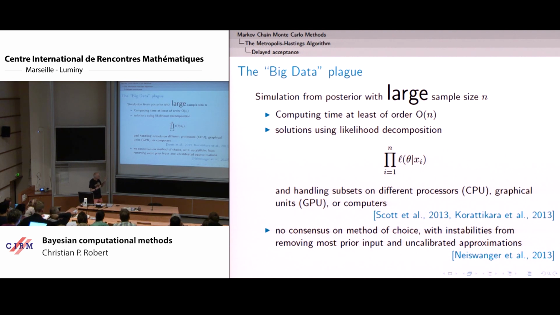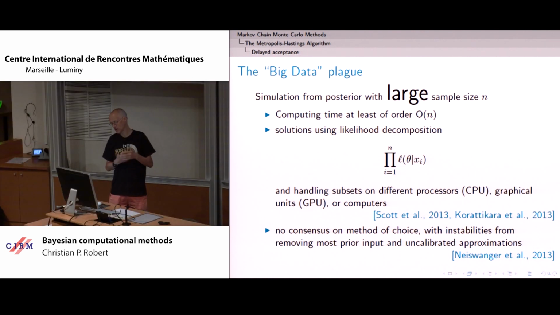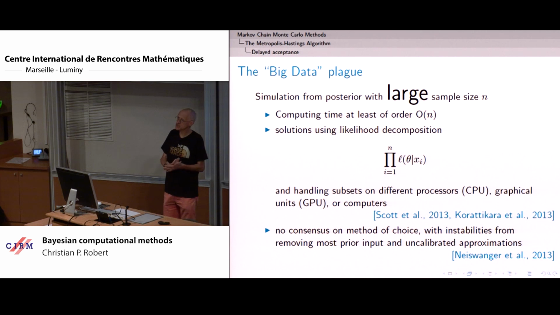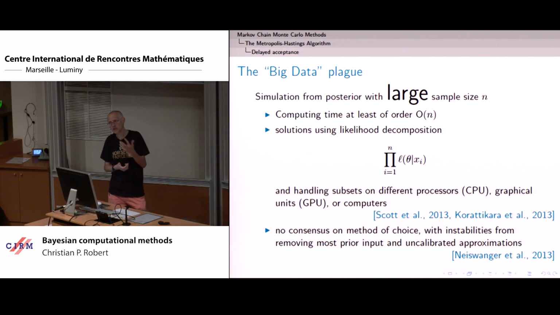So in the recent years, there has been an attempt to try to get around that difficulty of large samples and costly likelihoods, which are one way or another of taking observations out of the picture, so working on subsets, either taking advantage of parallel abilities and producing different MCMC outputs on different processors or computers, and then merging those different samples together at the end, or essentially keeping a subsample at every iteration of the algorithm and either correcting or not correcting for this subsampling. For instance, using this pseudo-marginal idea, which I should be able to mention in a few minutes.